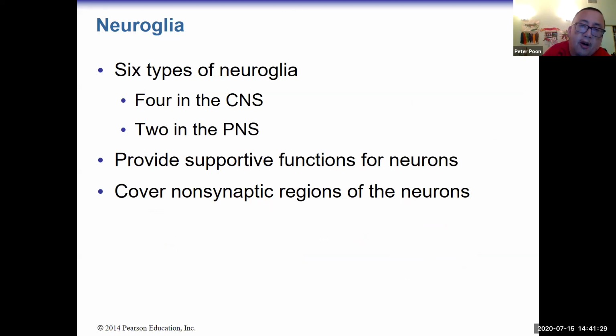The neuroglia, I'll actually pick this up in part 2. So we'll stop right here. I know this is kind of short, but we'll stop here and pick this up in part 2.